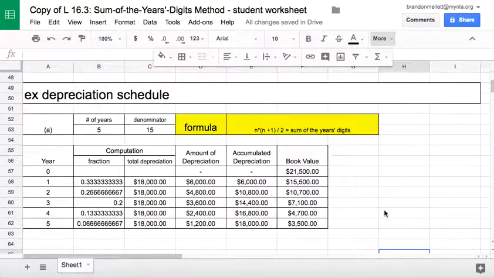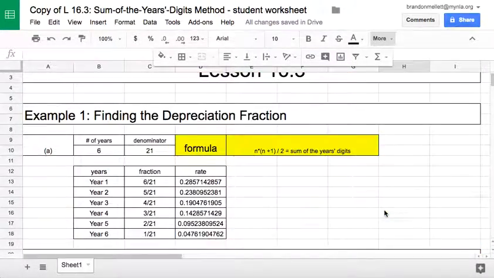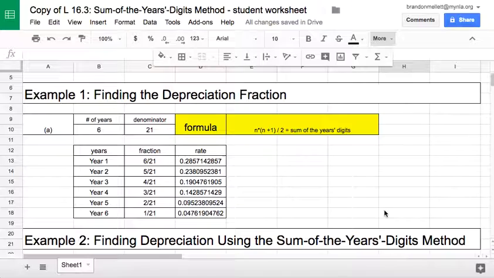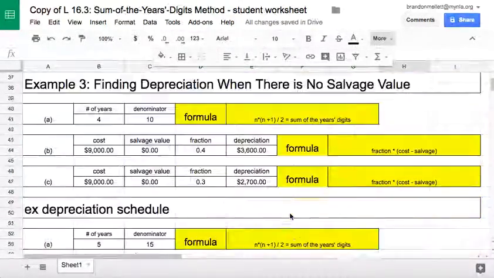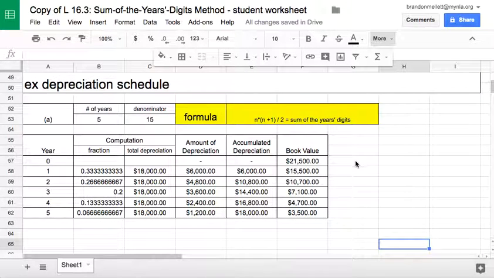So in this video, we talked and discussed about how to find the denominator for these fractions. We did an example with a salvage value, one without salvage value, and then we built a depreciation schedule. And this is lesson 16.3, Sum of the Year Digits Methods.